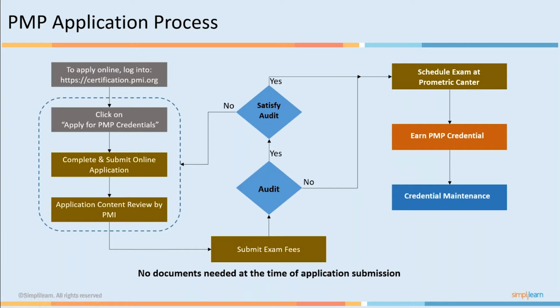And another important point to note here is when you submit your application, you do not require any documents at that time. Okay. In case your application is picked up for audit, then you require 3 sets of documents. One is your educational certificate, which will prove that you have the bachelor's degree. Second is your training completion certificate, which Simplilearn is going to provide you. After completion of your training, we will provide you the 35 contact hour certificate, which will fulfill the requirement of project management education. And third is the reference of all those people.